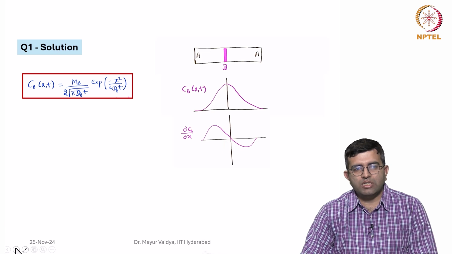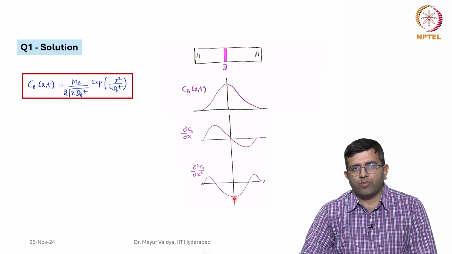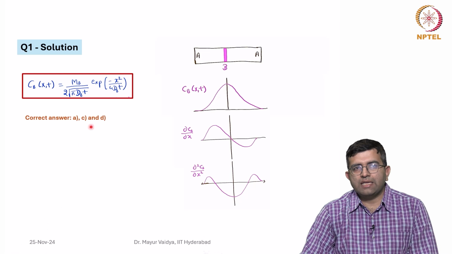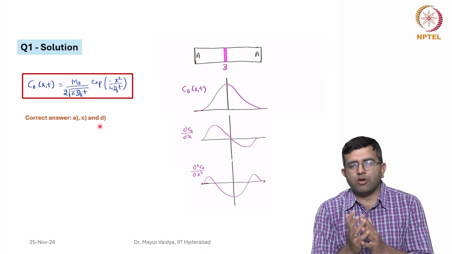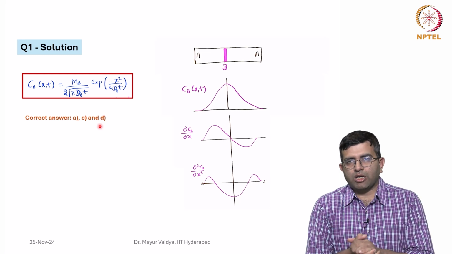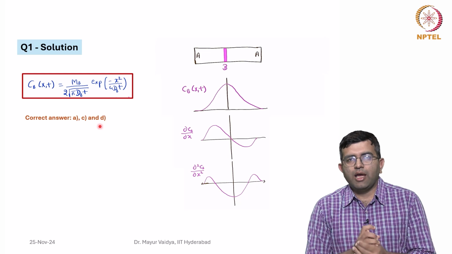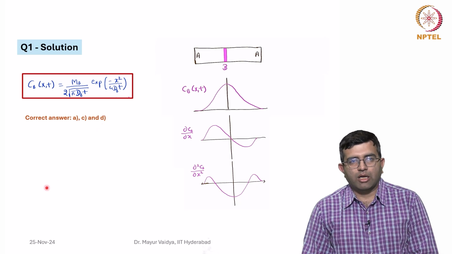Then about the second derivative, if you plot it, you can very clearly see that there is a minima at x equal to 0. So the correct options for this question are A, C and D. As I have already told you, in assignments or in your exams, you can expect multiple choice questions where more than one answer is correct, and you need to mark all the correct answers in order to secure marks.